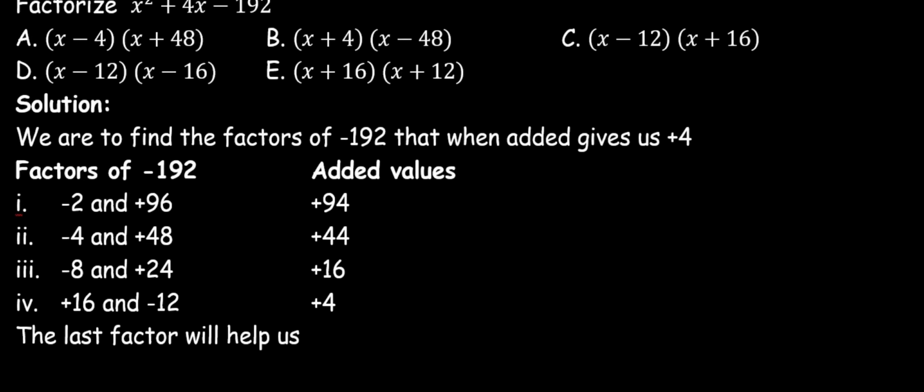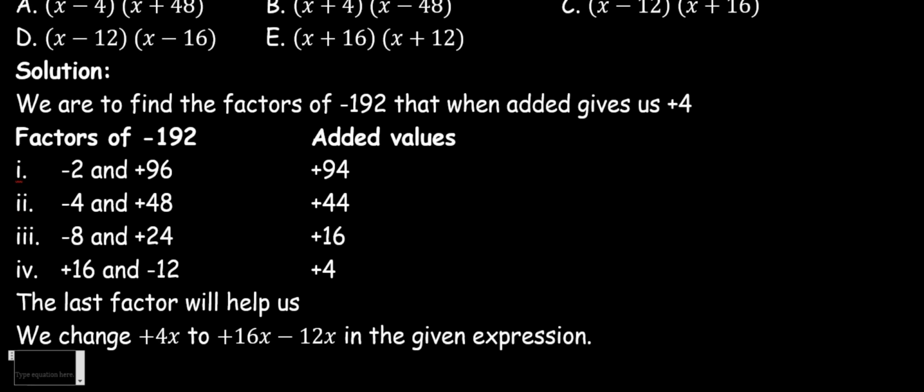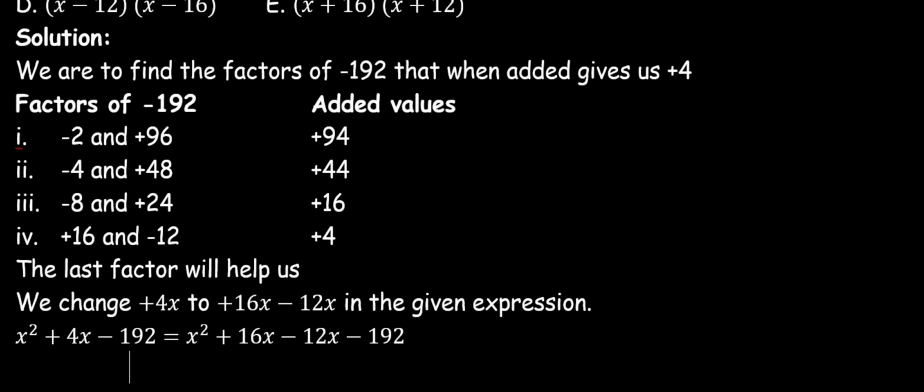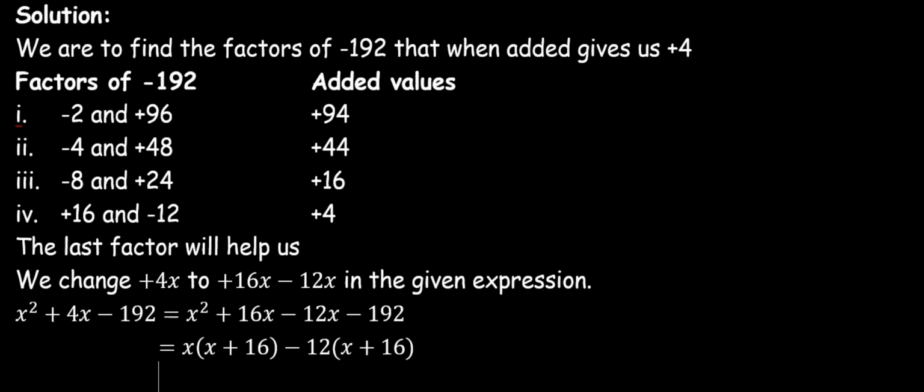So we change plus 4x to plus 16x minus 12x in our given expression. Thus, x squared plus 4x minus 192 will be equals to x squared plus 16x minus 12x minus 192. And that will give us, we factor out x, x into bracket open x plus 16 bracket close, minus 12 into bracket open x plus 16 bracket close. Then we factor out x plus 16. X plus 16, bracket open and close, into x minus 12.